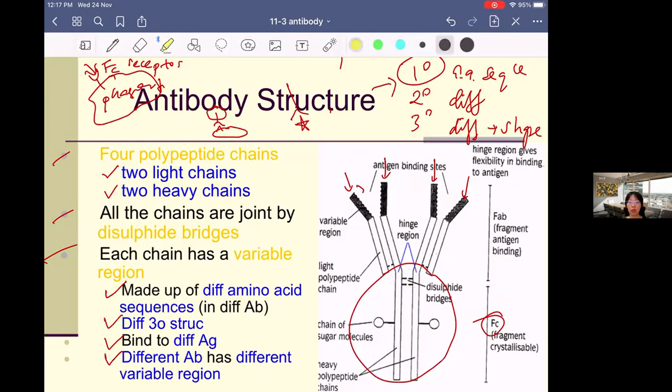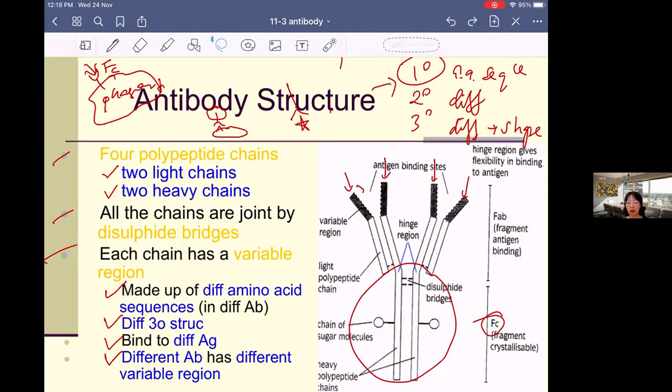Now, this region here is called the FAB region. AB stands for antigen binding. F stands for fragment. So the fragment means the part of the antibody which can bind to the antigen. So the FAB region, because this region here, the variable region here, can bind to the antigen.